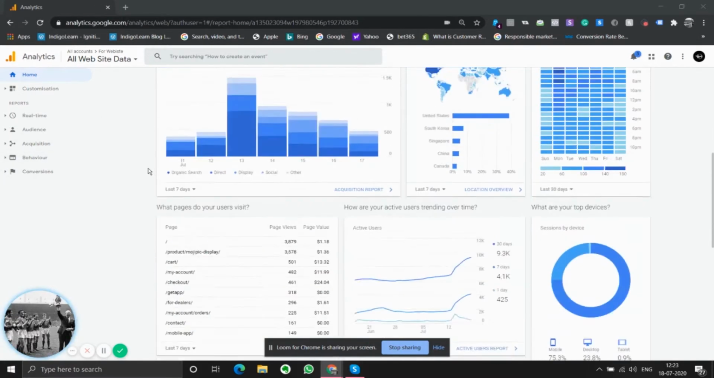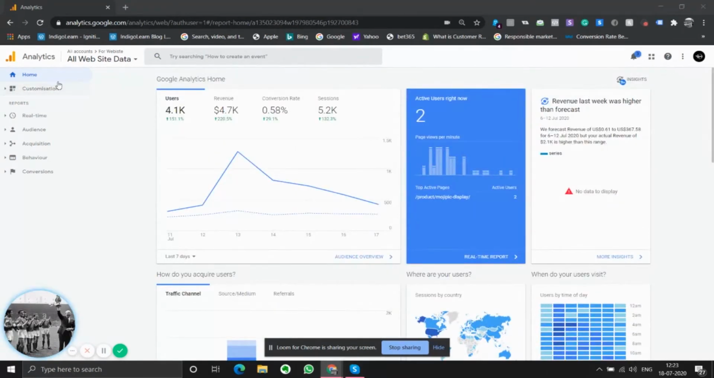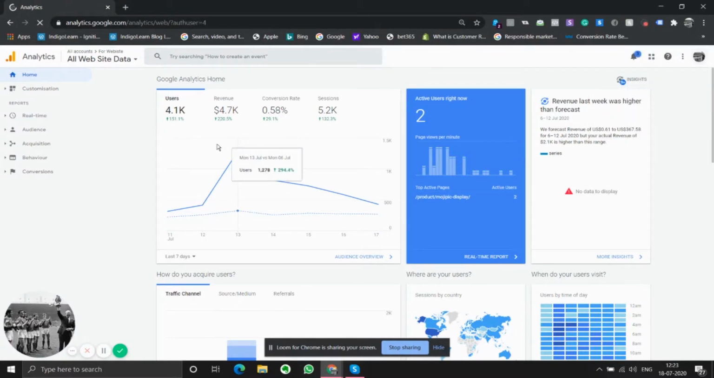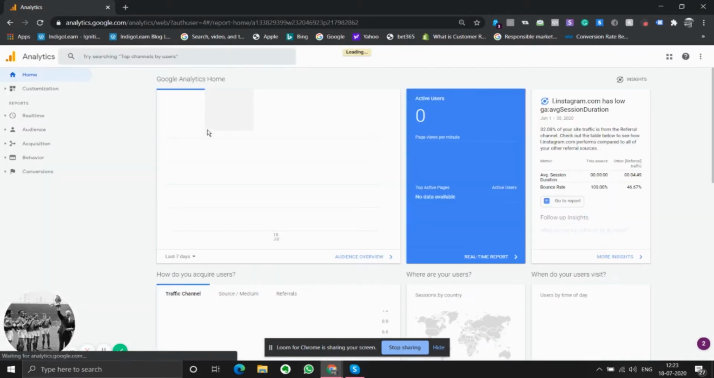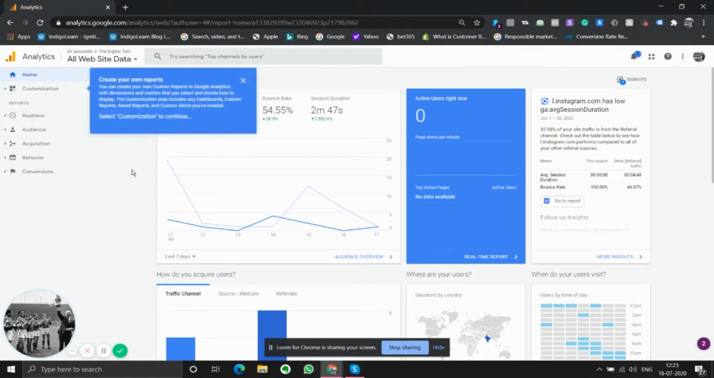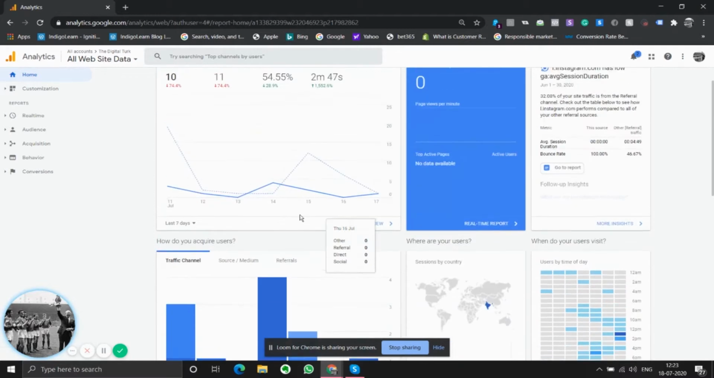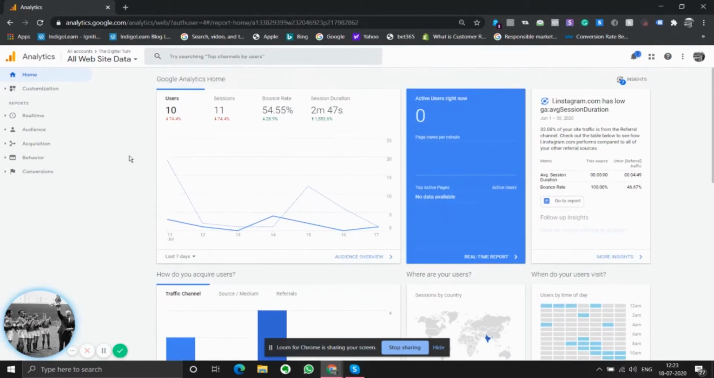So let's assume this is a Google Analytics account which is already sort of running and set. So you have all of these different things. So I'll go to my account over here. Done. So this is the analytics for my account. Now you have all these different sort of metrics over here. Now what's important is the interface.